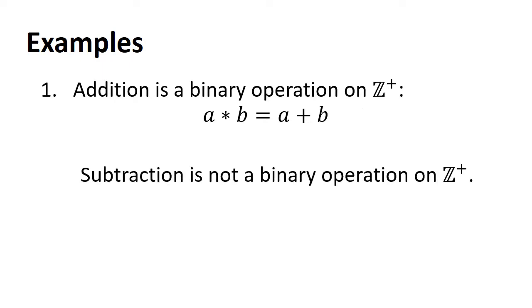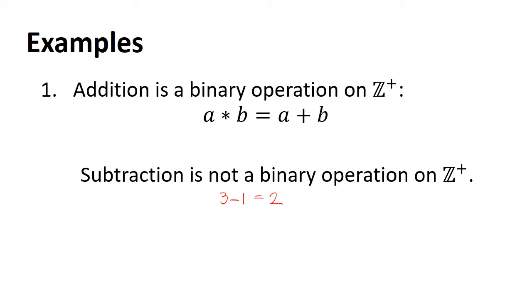However, subtraction is not a binary operation on the set of positive integers. Why? I'll give you an example. If we subtract 3 minus 1, 3 is a positive integer, 1 is a positive integer, we get 2. This 2 is still an element of the set of positive integers.